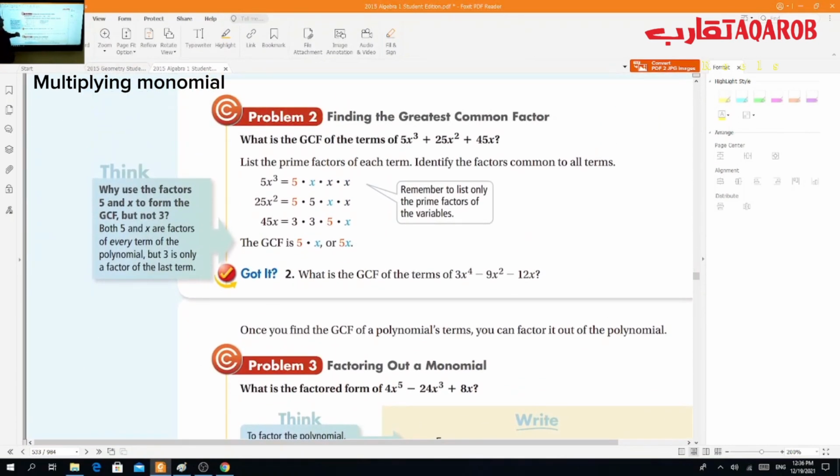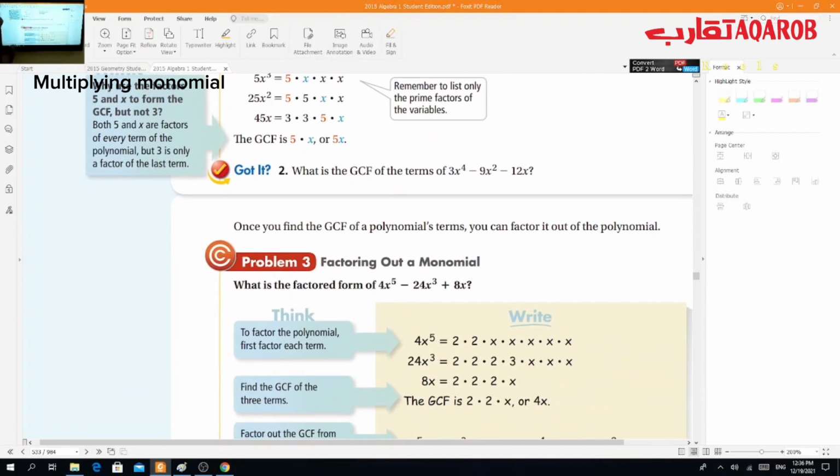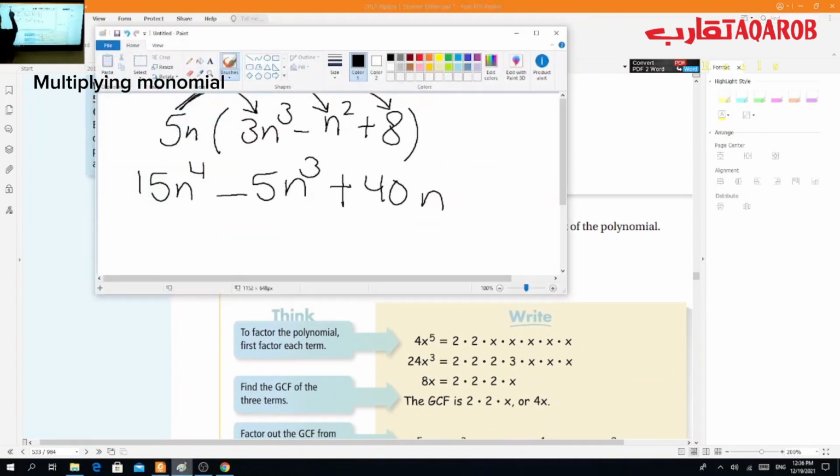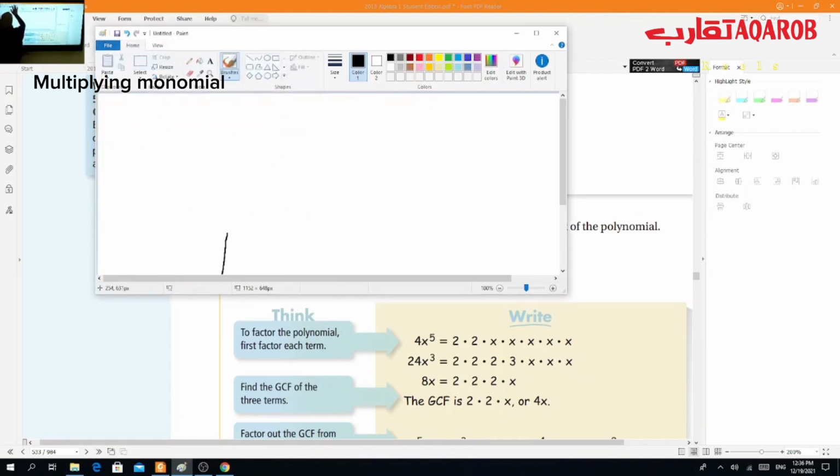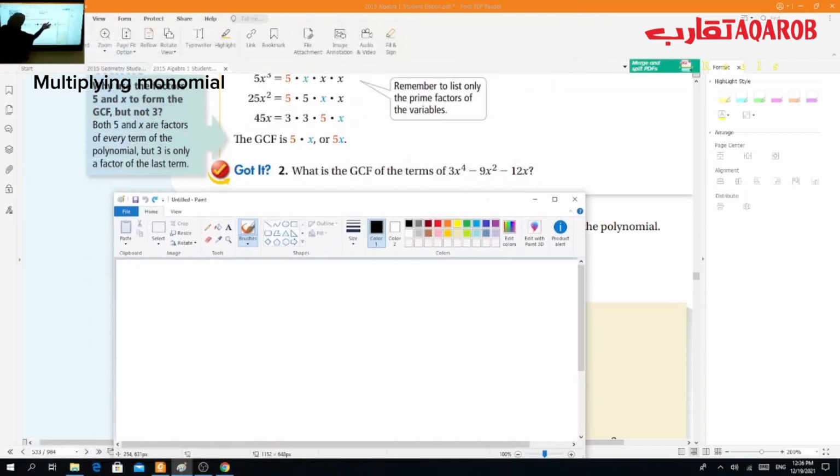Now, if I ask you to find the greatest common factor, you need to factor each term, each monomial in this polynomial. So, for example, if we take this example again, if I want to find the GCF, the greatest common factor, I have to factorize each term in this polynomial.